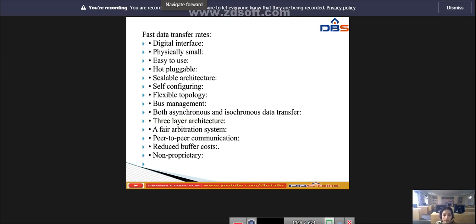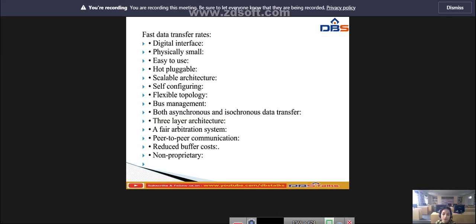Next, hot pluggable. The user can add and remove 1394 devices with the bus active, using rugged connections and cables. Next is scalable architecture. It is able to mix 100, 200 and 400 megabits per second devices on a bus.